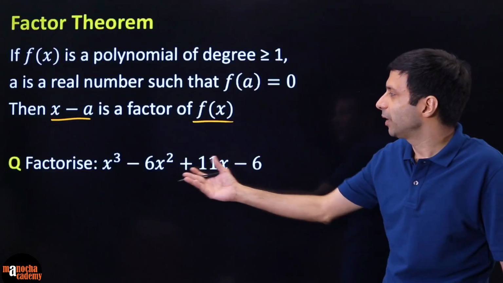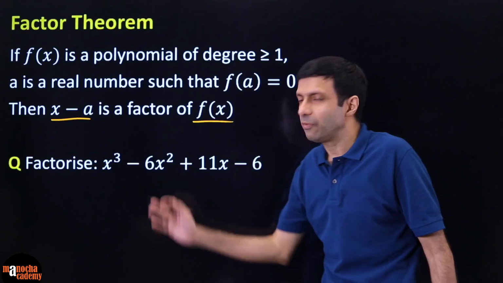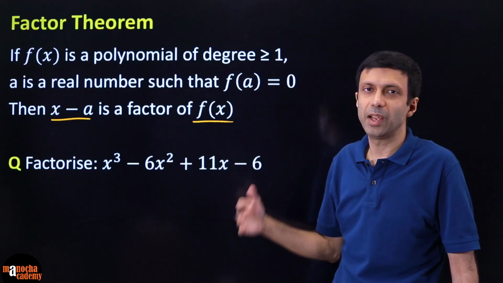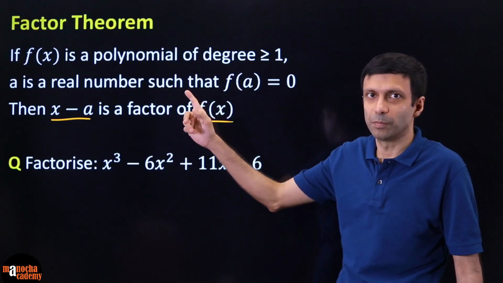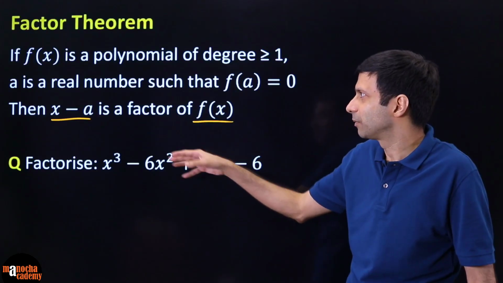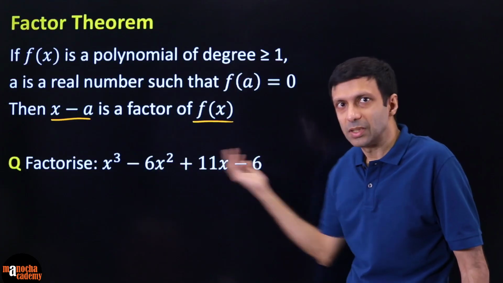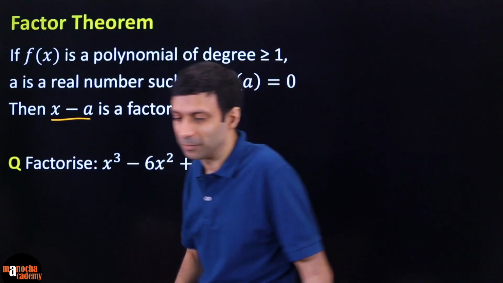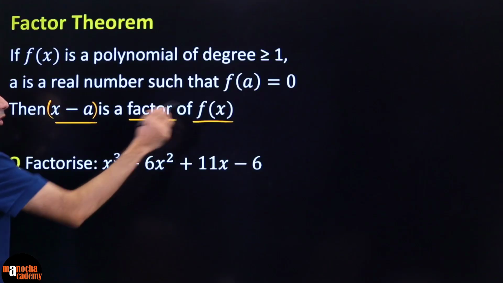So suppose you are given something like this, x cube minus 6x square plus 11x minus 6. You may try very hard, but it will not fit into any identity, and no grouping or middle term breaking will help here. So what do we do now? We will go for factor theorem. Factor theorem basically says that if you substitute different values of x, which is written as a over here, and you can get this polynomial equal to 0, then you have found at least one factor. This x minus a is a factor of the polynomial.